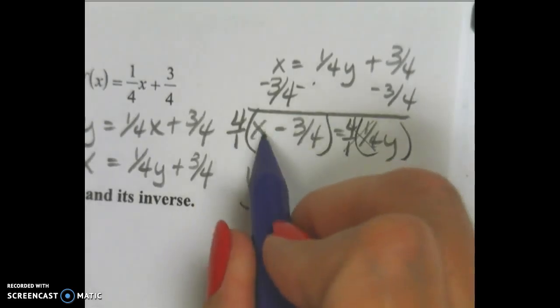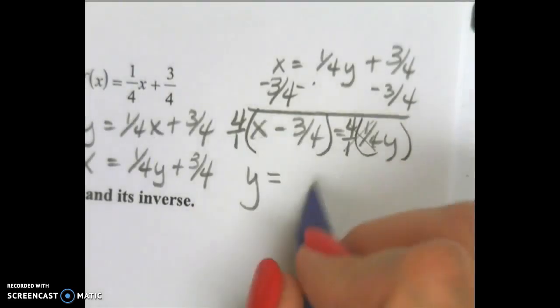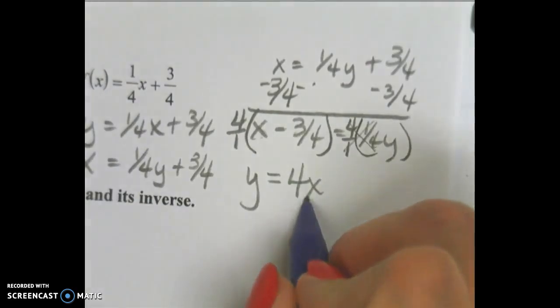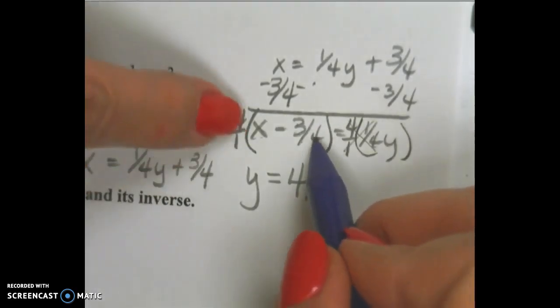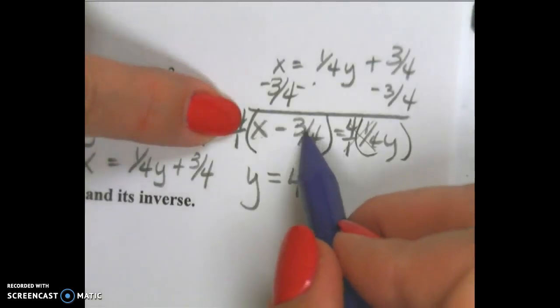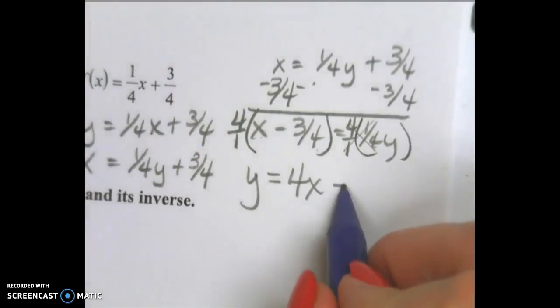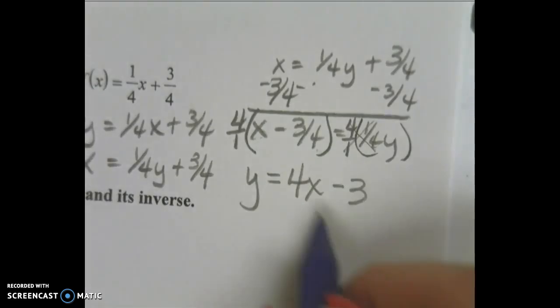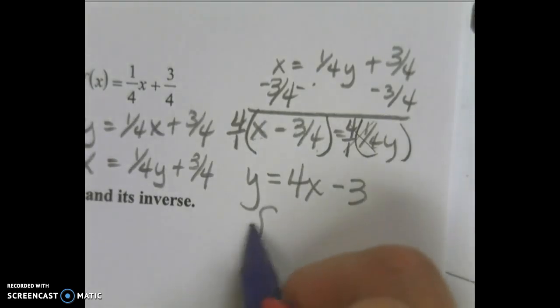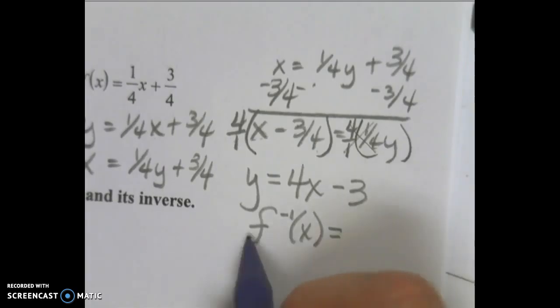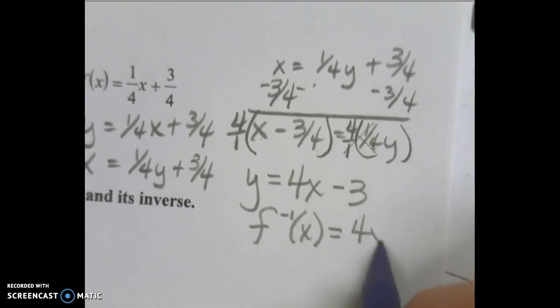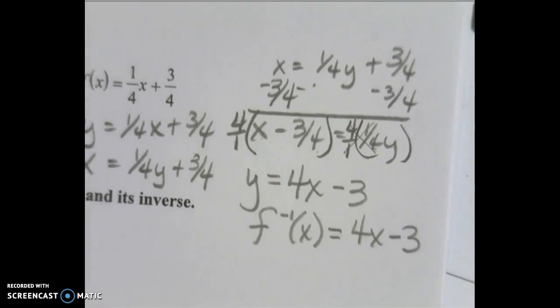Now I'm going to do my distributive property here. 4 times x, 4x, and 4 times 3/4. My 4's will cancel, and I'm left with negative 3 over 1, which is just negative 3. So this is my inverse function. To write it in our little fancy handwriting there, the inverse of f of x is equal to 4x minus 3. And there is my inverse function for number 19.